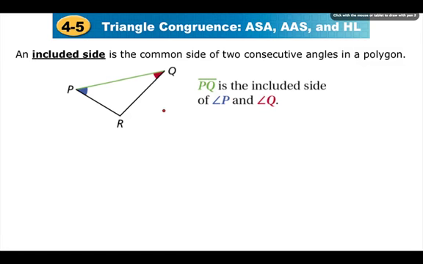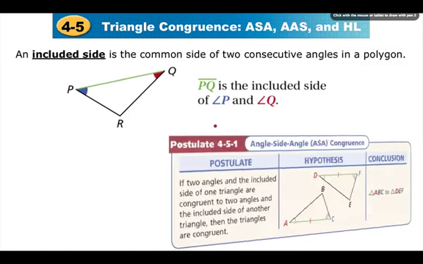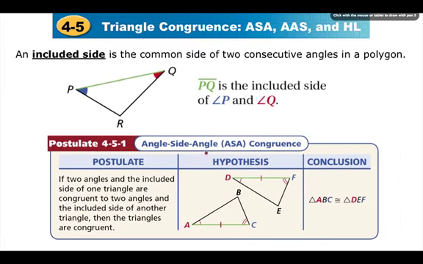Read this, it explains that. This is the theorem that goes with included side. So this is the first shortcut you can use to show that two triangles are congruent in section 4.5. I'll read this. If two angles and the included side of one triangle are congruent to two angles and the included side of another triangle, then the triangles are congruent. Notice that you have angle D congruent to angle A, angle F congruent to angle C, and the included side is congruent for both. So that's why we can conclude that these two triangles are congruent.